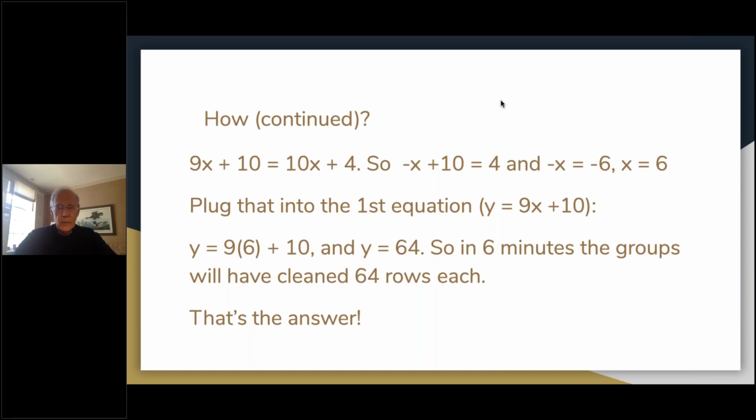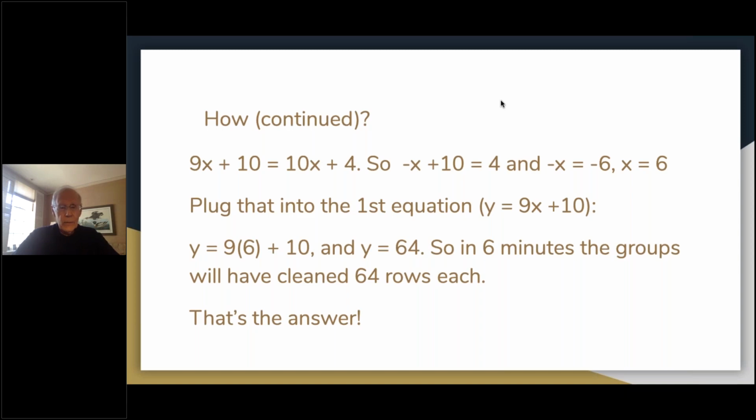So we plug that into the first equation, y equals 9x plus 10, and y equals 9 times 6 plus 10. That's 54, so y equals 54 plus 10, and that makes 64. So what we're saying is in 6 minutes, the groups will have cleaned 64 rows each. If you go back and put that into the first 2 equations, you'll find out that it checks out. And that's the answer. So that's how to do a word problem.